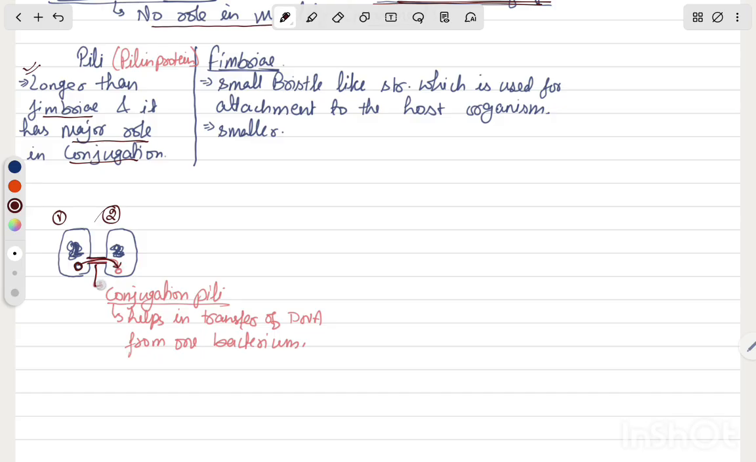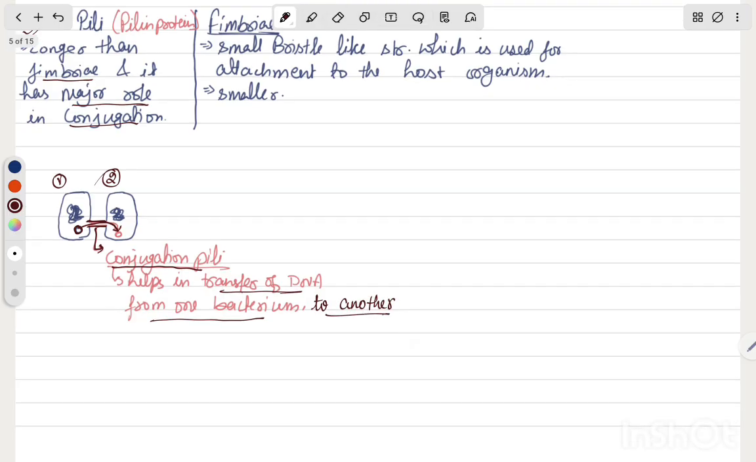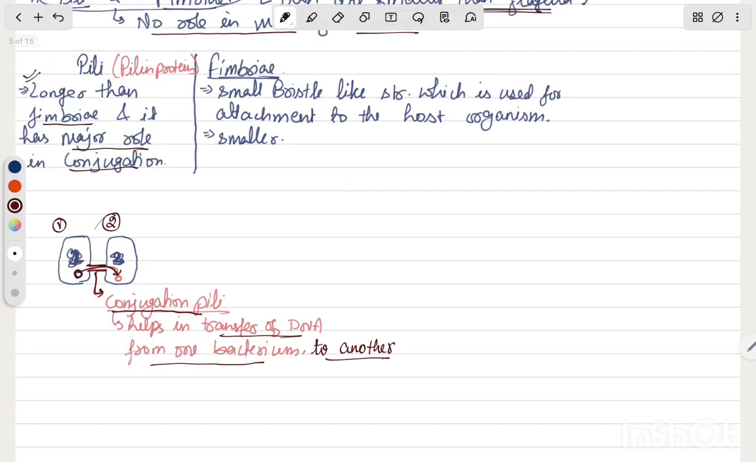So this tube is termed the conjugation pili, and the process of transfer of DNA from one bacterium to another is conjugation. So conjugation is the process of transfer of genetic material or DNA from one bacterium to another, and pili is made up of pillin protein.